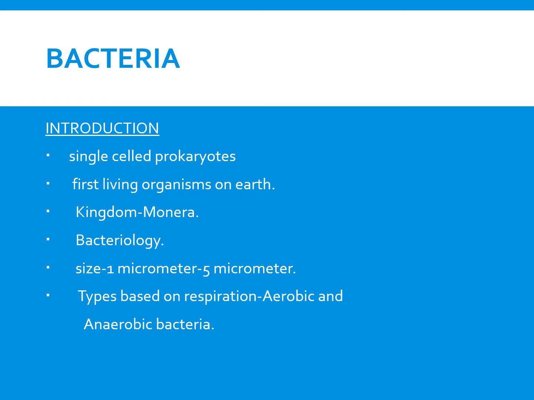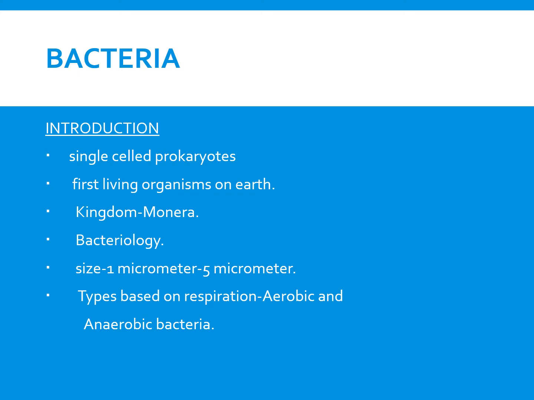And bacteria are said to be the first living organisms on earth. They come under the classification kingdom Monera. Whittaker, the taxonomist, classified all living organisms into 5 kingdoms: kingdom Monera, Protista, Fungi, Plantae and Animalia. Bacteria are the first occurrence in kingdom Monera. And the study of bacteria is called bacteriology.